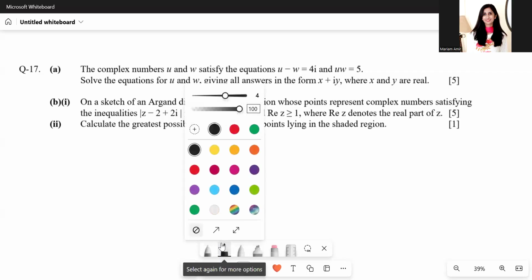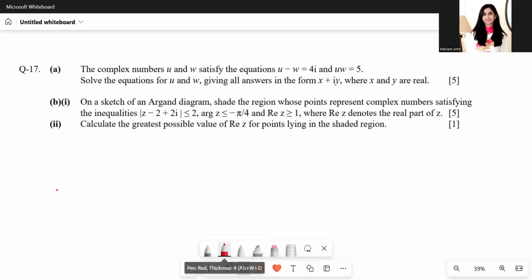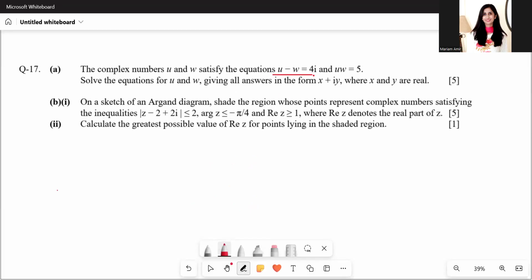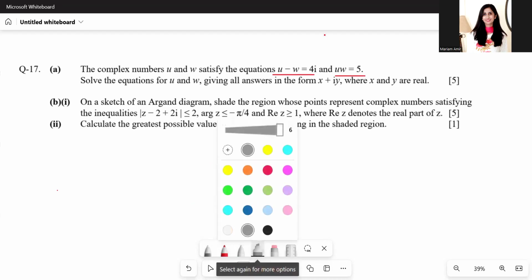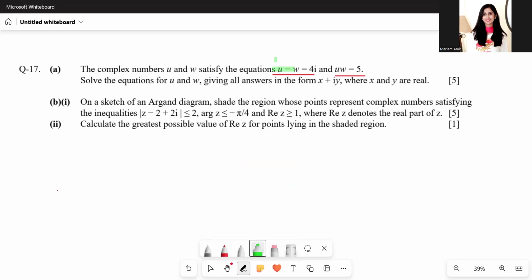Okay, this question says that the complex numbers u and w satisfy the equation u minus w is equal to 4i and uw is equal to 5. Solve the equation for u and w, giving all your answers in the form x plus iy, where x and y are real. All right, so now we need to take a moment and look at the information given to us.